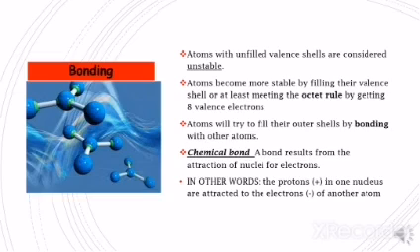Atoms become more stable by filling their valence shell or at least meeting the octet rule by getting 8 valence electrons. Atoms will try to fill their outer shells by bonding with other atoms.